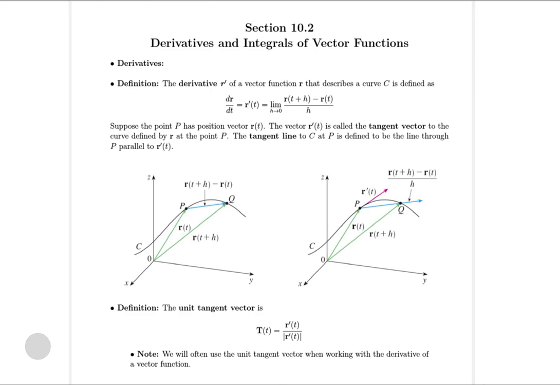In this section, we're going to start looking at taking derivatives and antiderivatives of vector-valued functions. So right here is our definition. When I want to take the derivative with respect to t of our vector-valued function r, which we'll also denote the vector r prime of t, that's going to be equal to what I hope is a familiar looking limit, right? r of t plus h minus r of t over h.